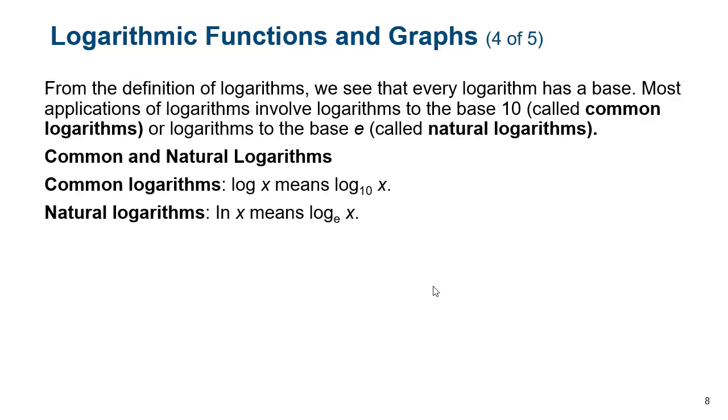So we can see that every log has a base. Most applications of these logs involve either the base 10, which we call common logs, or the base e, which are called natural logs. And the reason why they're called natural logs is because things that are base e tend to occur in nature more. So common logs and natural logs are just base 10 and base e. That's all it is. And remember, the base can be any number you want, literally any number you want that's greater than 0.